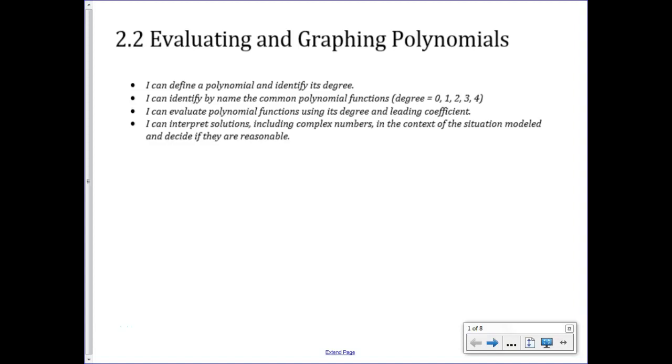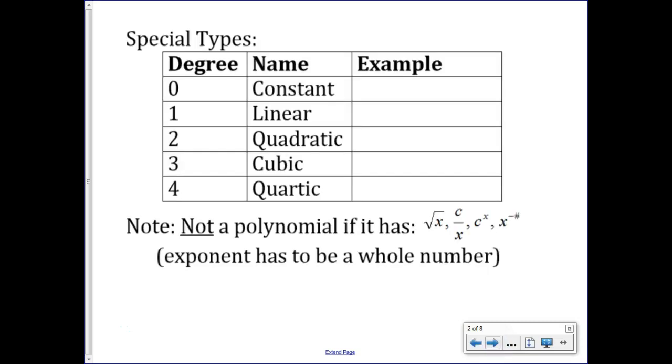Hey guys, today we are looking at evaluating and graphing polynomials. So we're going to look at some different properties and what they do to form polynomials. So special types. These all have special names. They're all types of polynomials.